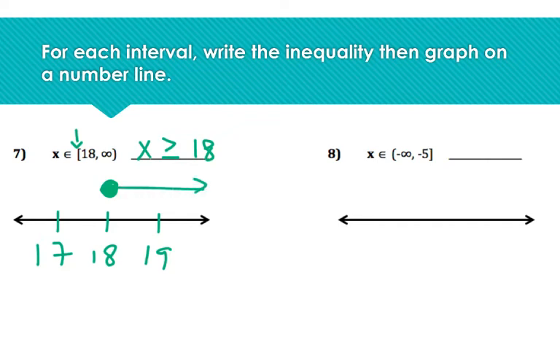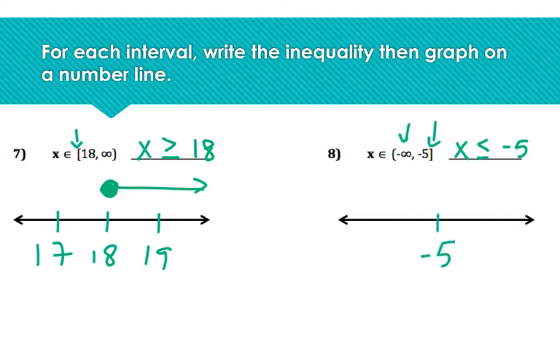Number 8, x is an element from negative infinity to negative 5. Again, so we have x and negative 5. Notice already this is a negative infinity here, so we're going to go less than, and we have a bracket next to negative 5, so or equal to negative 5.